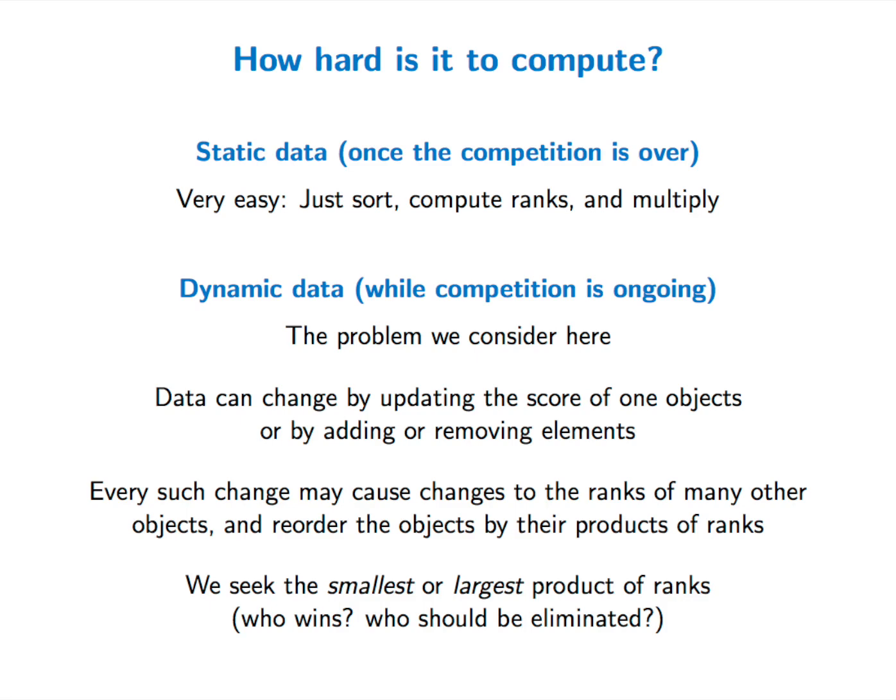Every time we make a change like this to the scores of a single competitor, it may in turn cause changes to the ranks of many of the other competitors and to the ordering of their products of ranks. So as the data is changing in these ways, we'd like to keep track of the product of ranks of the competitor with the smallest product of ranks, or of the competitor with the largest product of ranks. In other words, who's winning the competition right now, or who's the likeliest to be eliminated.